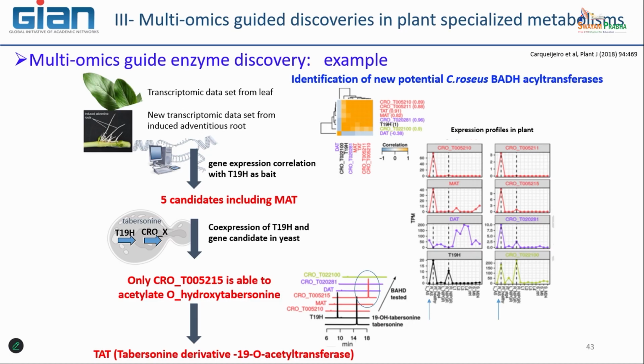And this is why we tested several metabolomic studies on this specific yeast, in order to see if they are able to produce, for example here, hydroxytabersonine or different other molecules. And in this way, we found that only one of these candidates was able to transform tabersonine into the final molecule we want to have. The others were able to produce different other things.